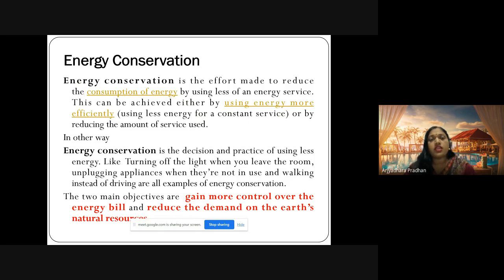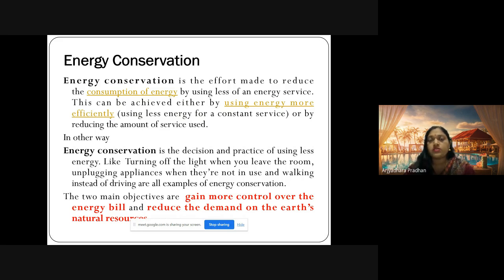So, another way we can define energy conservation is the decision and practice of using less energy, like turning off light when we leave the room, unplugging appliances when they are not in use, and walking instead of driving are all examples of energy conservation.